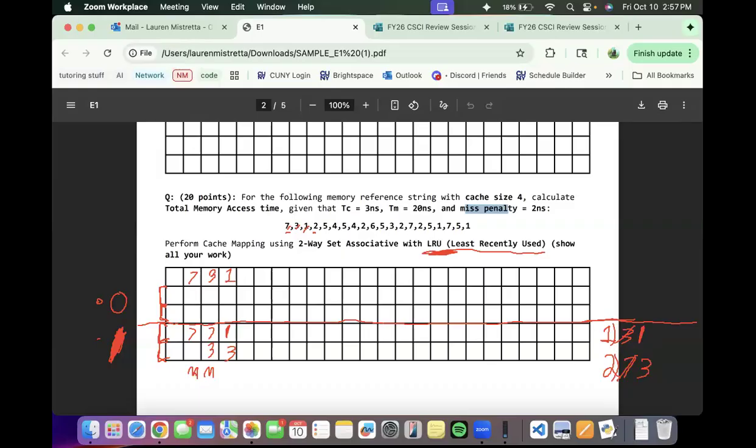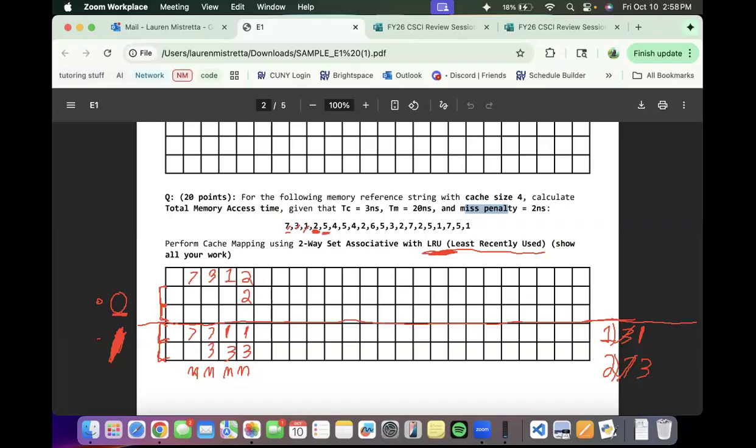Okay, so now 2 is my next one, right? Okay, even number, no problem. Fits right into my cache on the first one, right? Because 0, because it's an even number. So I'm using my other set. And no collisions there. But it is indeed a miss because it was not in there originally.